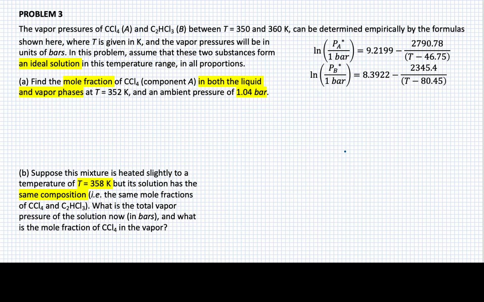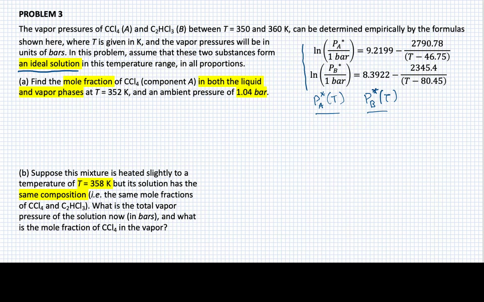And we're given expressions that tell us not what the actual vapor pressure is, but what the vapor pressure of the pure substance would be at different temperatures. So really what we have here are equations that tell us what P sub A is as a function of T and P sub B is as a function of T as pure substances. Now, we're going to assume that this is an ideal solution, all right?